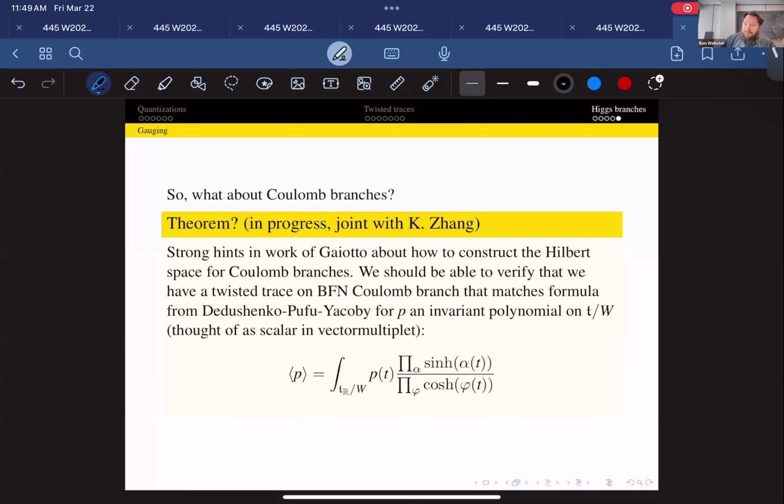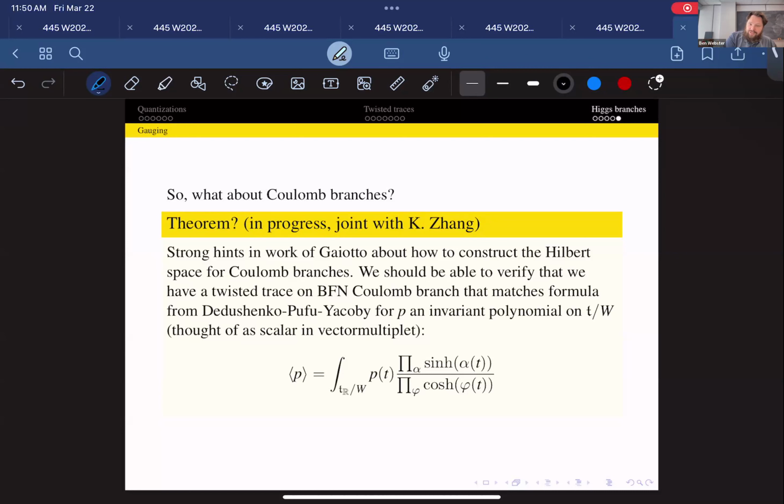So in the abelian case, this is just the Fourier transform of the Higgs branch formula. I'm currently working with one of my graduate students, Keke Zhang, who was not the Zhang on the previous slide, a different Zhang, on sort of formalizing this in the BFN perspective. There's a paper of Davide's from this summer that kind of gives you very strong hints of what the Hilbert space you should consider for Coulomb branches is. We're working on writing this down carefully, showing that the BFN Coulomb branch actually acts on there.